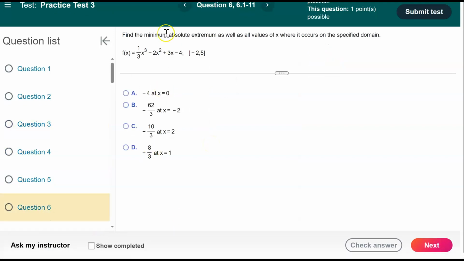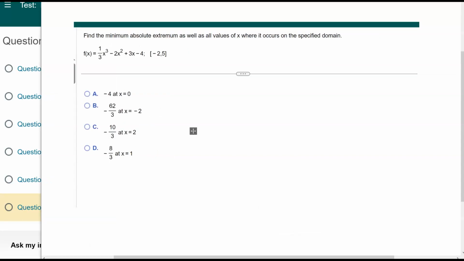Now let's consider the following question. Find the minimum absolute extremum as well as all values of x for where it occurs on specified domain. So in this case, we're given this closed interval here, -2 to 5, and the function is given by this polynomial expression. Take note, we are asked to find the minimum absolute extremum, so that would be the lowest value. And how do we proceed to do that? First, let's look at the critical numbers. So that means we're going to find the derivative of the function.